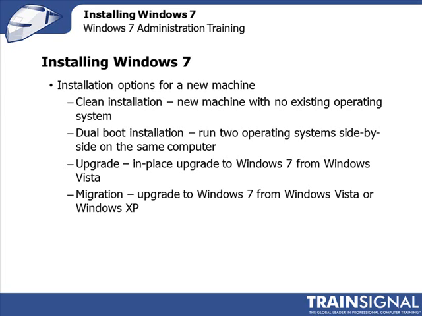In order to begin lab testing, GlobalMantix wants to start with some installations of Windows 7 in a number of different scenarios. We'll start by looking at a completely clean installation of Windows 7 on a new machine with no existing operating system. From there, we'll move on to a dual boot installation, which runs two operating systems side by side on the same computer. Next, you'll get to walk through an in-place upgrade from Windows Vista to Windows 7, and we'll end by doing a migration to upgrade to Windows 7 from Windows Vista or Windows XP.